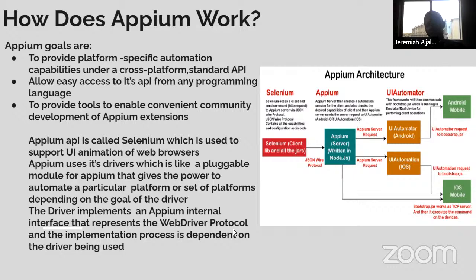Then you have the UI animator. You can also see you have the Android mobile. You also have the iOS mobile. And the diagram is self-explanatory.